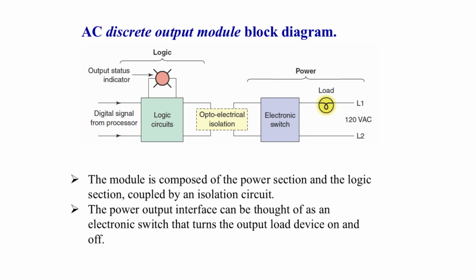The isolated signal drives an electronic switch, often a triac, that connects 120 VAC power to the load. An LED status indicator lights up whenever the output is energized, providing quick feedback. In this way, the module safely translates the CPU's logic signals into real-world control of AC-powered devices.